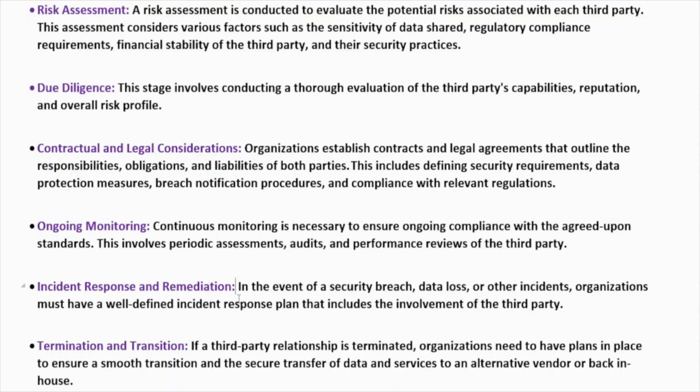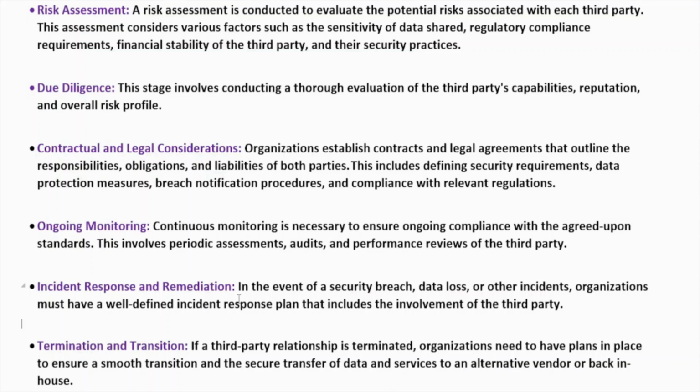Then we have termination and transition. If a third party relationship is terminated, organizations need to have plans in place to ensure a smooth transition and the secure transfer of data and services to an alternative vendor or back in house as well. If we talk about our example of a bank, if the bank decides to switch to another payment processing company or bring the processing in house, they must have a plan in place to ensure a smooth transition.